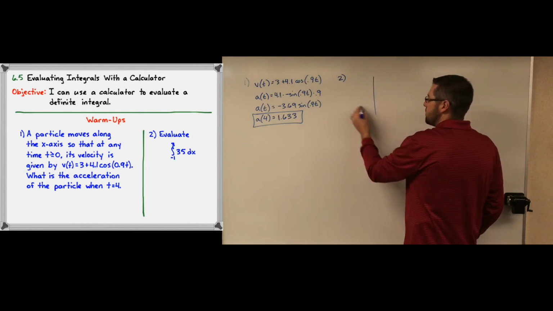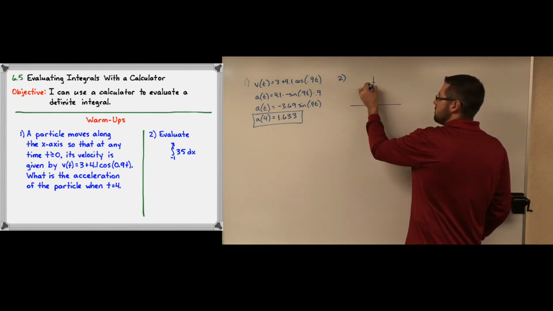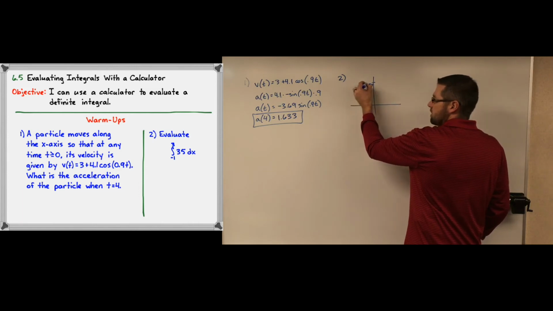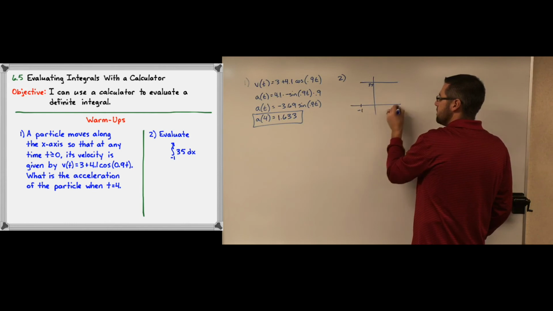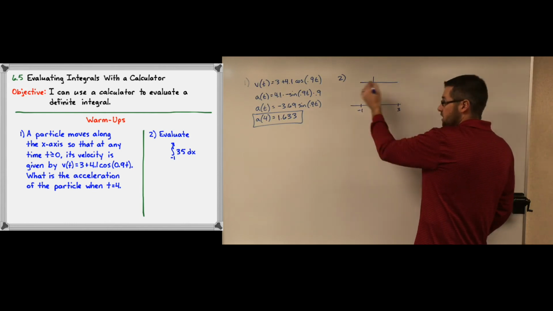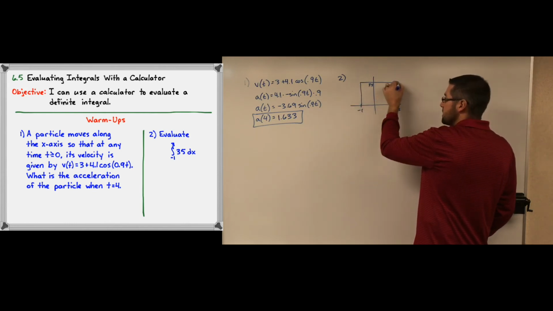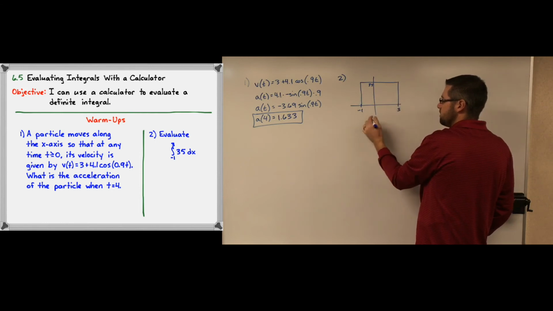So we're going from -1 to 3 of the function 35. So let's say this is -1. That's 3. So what kind of shape are we getting? A rectangle. What's the width of the rectangle?